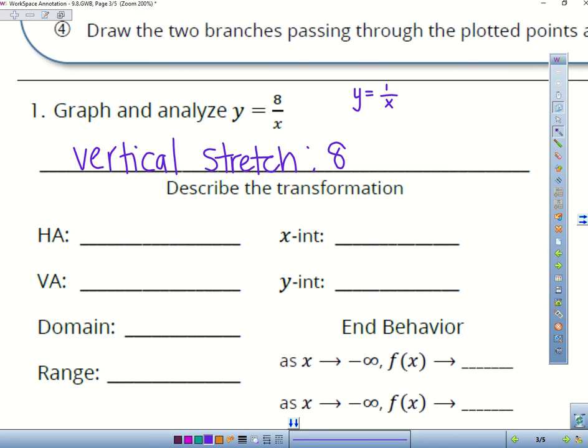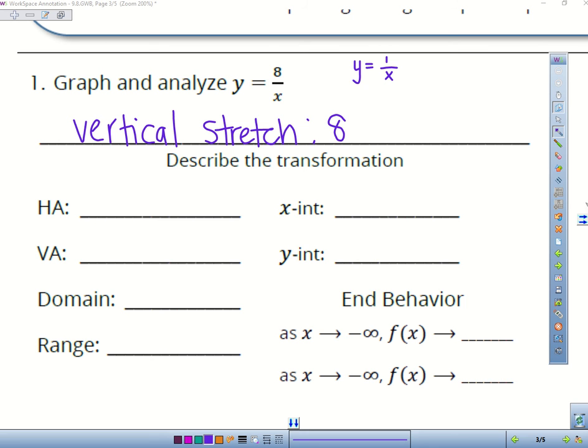Now we're going to talk a little bit about the horizontal and vertical asymptotes. We know that horizontal asymptotes are always represented by y equals k. Okay? So what is the k in this graph? So k is always what's added on to the end. Oh, 0. Since there's nothing there, k is 0. So it's just y equals 0.